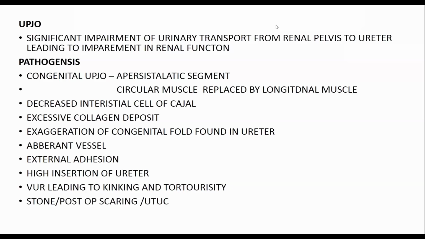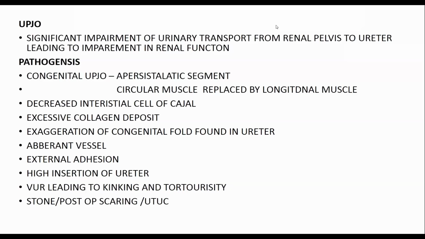Good evening, everyone. I am going to present different modalities of treatment for UPJO. So, what is UPJO? It is a significant impairment of urinary transport from renal pelvis to ureter, leading to impairment in the renal function. The main pathogenesis involved in congenital UPJO is an aperistaltic segment, or circular muscle which is replaced by longitudinal muscle.